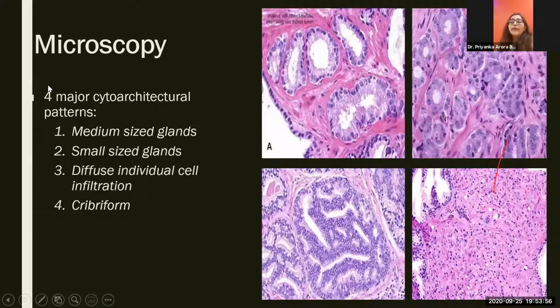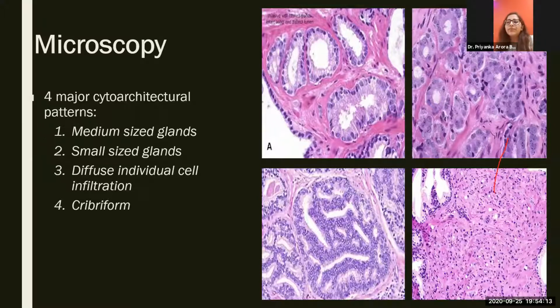Microscopically, there are four major cytoarchitectural patterns. Number one is medium-sized glands. Number two, small-sized glands. Number three, diffuse individual cell infiltration. And number four, cribriform patterns. So these are the four major cytoarchitectural patterns.